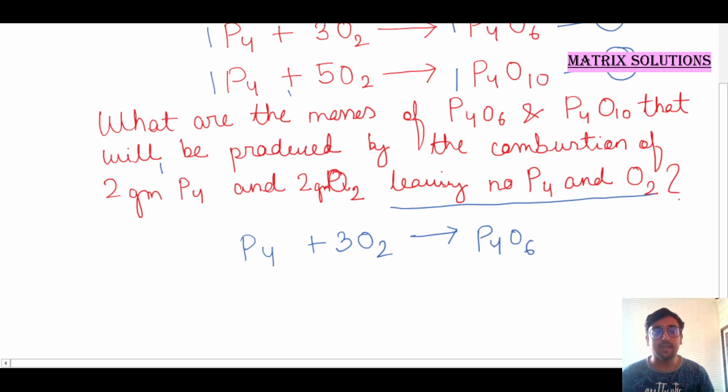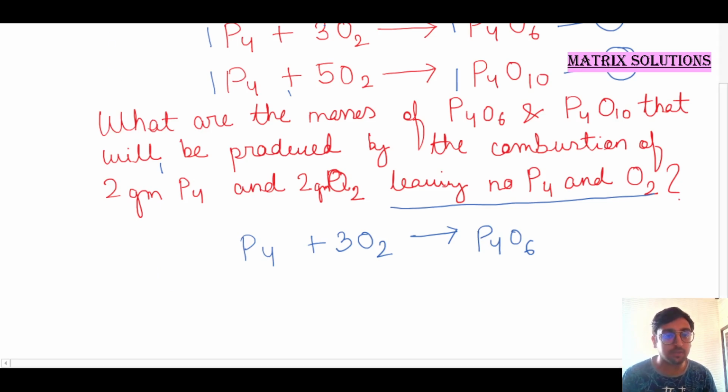It is said that 2 grams of P4 is reacted with 2 grams of O2. Suppose I tell you the sum of two numbers is 50. What will you do? You will assume one number to be x and another to be 50 minus x. Similarly, here also we will assume the amount of weight here to be x grams.